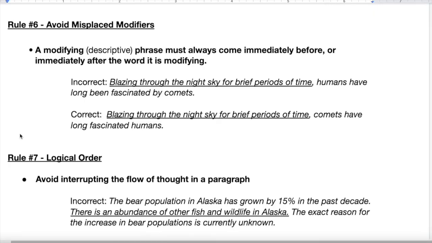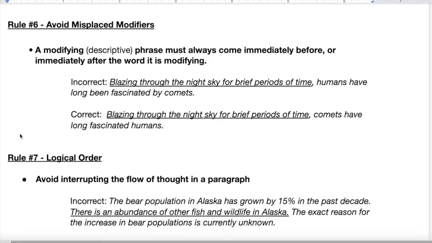A modifying descriptive phrase must always come immediately before or immediately after the word it is modifying. Okay, and that's the key, right? If you're describing something in the sentence, that modifying phrase has to come immediately before or immediately after the word it's modifying. Read the incorrect example. So this is in the wrong place. Go ahead and read it. Blazing through the night sky for brief periods of time, humans have long been fascinated by comets.